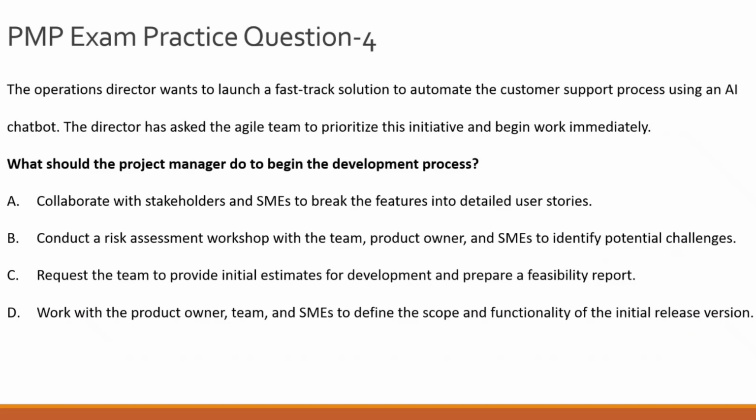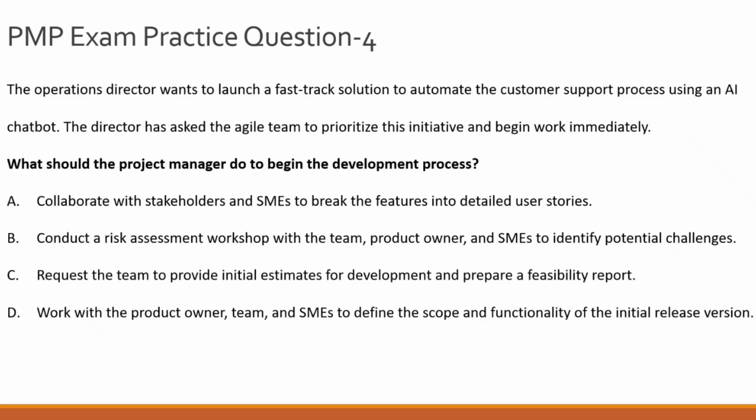Right, so let's get started. In this scenario, the operations director has requested the agile team to prioritize the development of an AI chatbot for automating customer support, okay? The directive emphasizes speed and prioritization, which is of course very much needed in agile methodology, right? Now the question asks what the project manager should do to begin the development process, which requires a decision that aligns with the agile principles and supports the project's objectives efficiently.